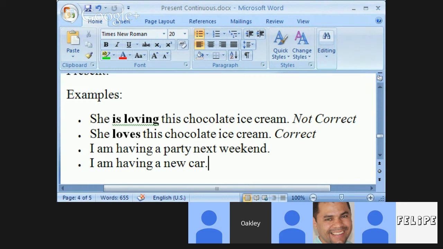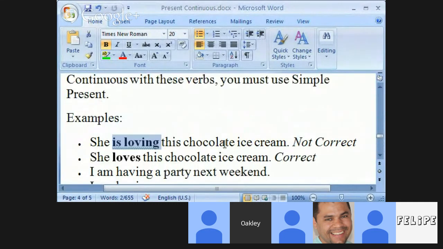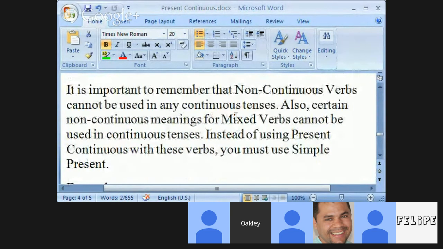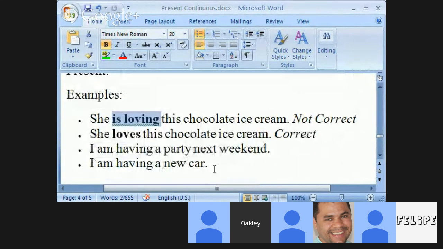The main verb have is another mixed verb. And that's a whole other class, but basically these non-continuous verbs are also called stative verbs. They describe the state, a state of someone's emotion, the state of their thinking, the state of their being. It's being owned. I can't say I am owning a new car.